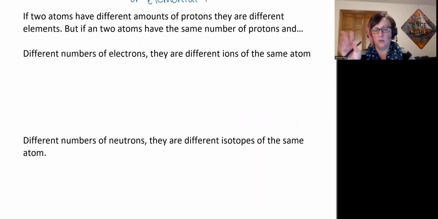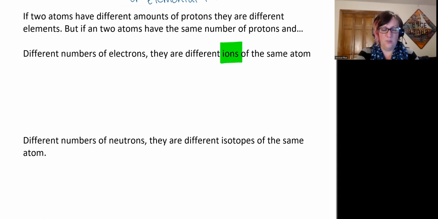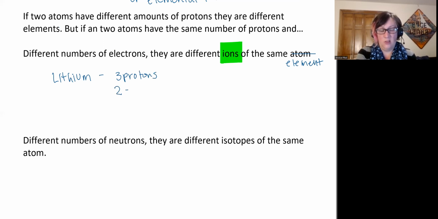Maybe one's lithium, maybe one's sodium. But if they have the same number of protons, they're the same element, but they might have different numbers of electrons. In that case, we would call them ions. They would be different ions of the same element. So an example of this would be the ion that lithium is most likely to form. Lithium is found as a salt, and it's really common to see it where it has 3 protons and 2 electrons.